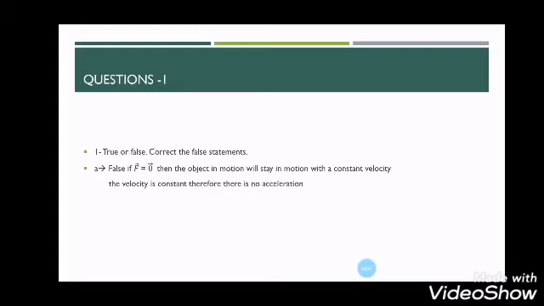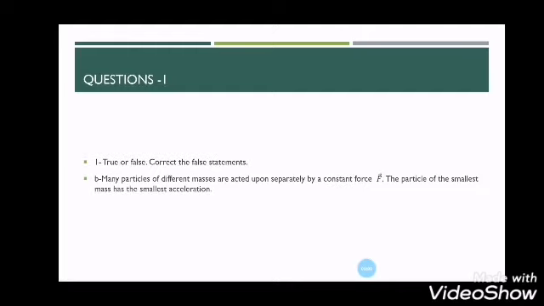So, if F equals 0, then the object is in motion, and it will stay in motion with a constant velocity. And when I have a constant velocity, it means directly that I don't have acceleration. So, A is false. B.